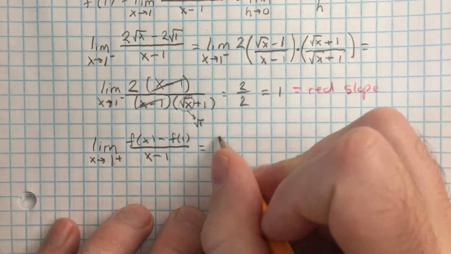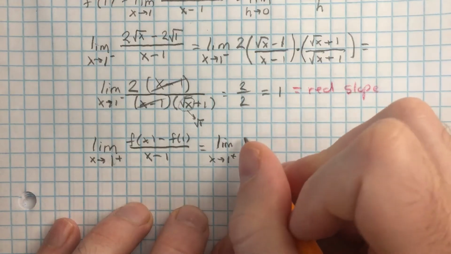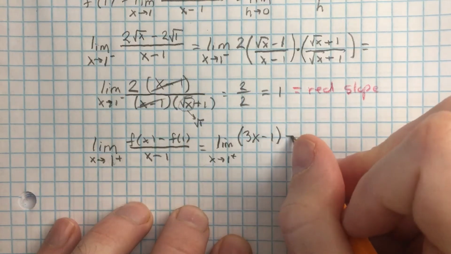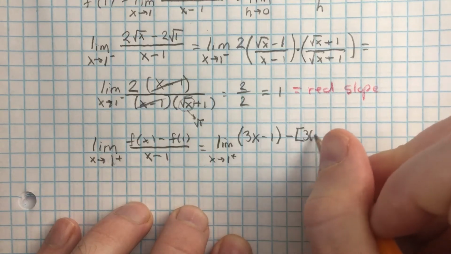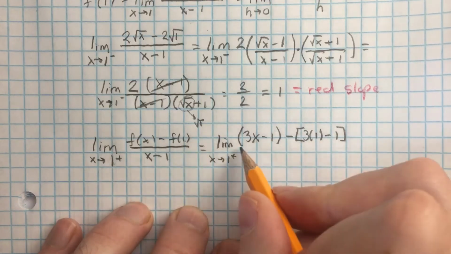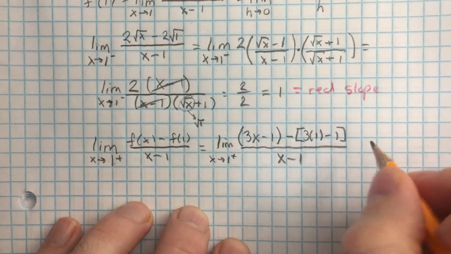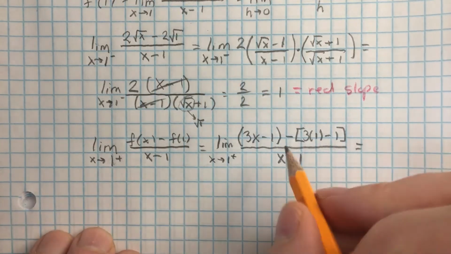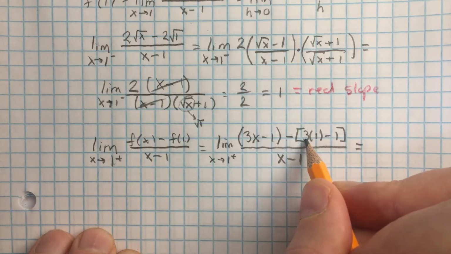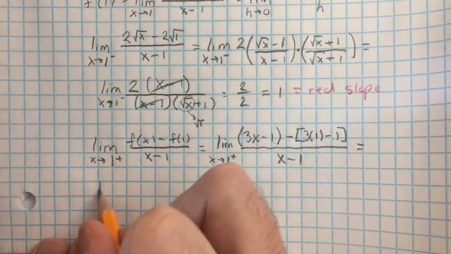So this will become the limit as x approaches 1 from the right of the function 3x minus 1, minus 3, 1 minus 1, the function with 1 plugged in, and that's all over x minus 1. Again, there should be some sort of algebra here that allows x minus 1 to vanish from the bottom, and it happens pretty quickly. We have 3x minus 3, and we have negative 1 plus 1 is 0. So we have 3x minus 3 in the numerator.